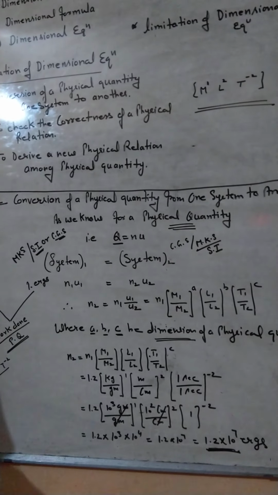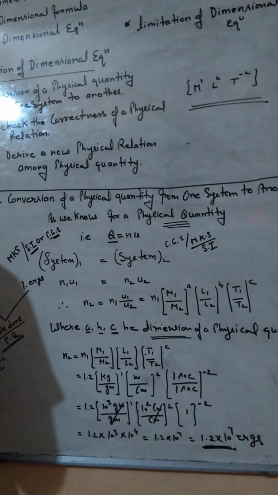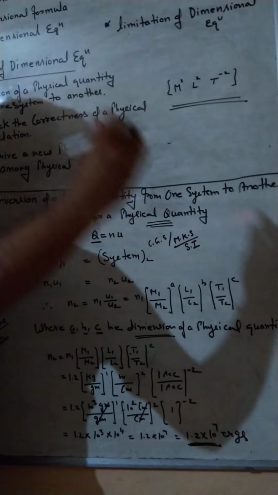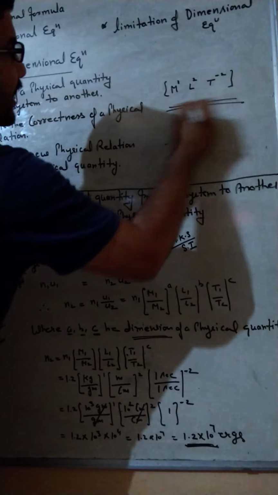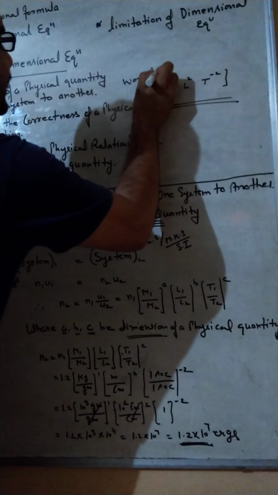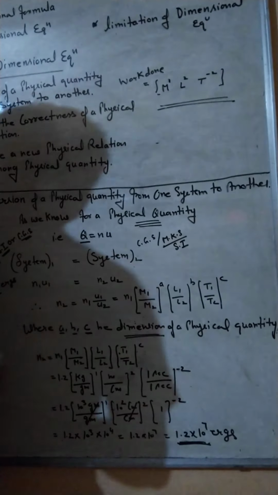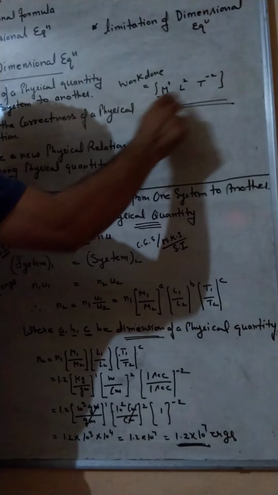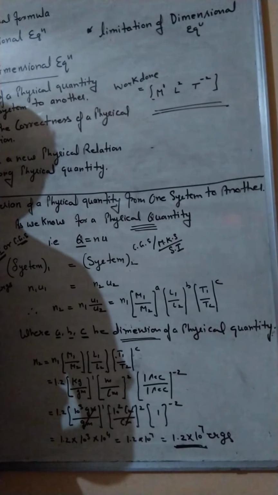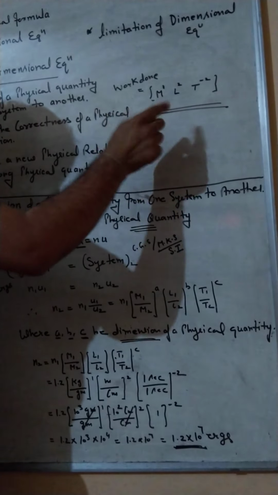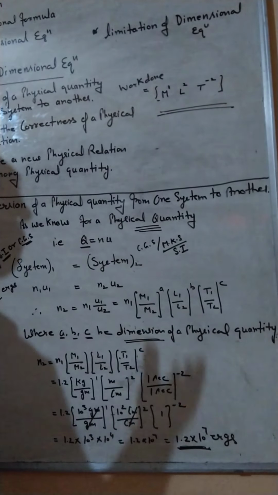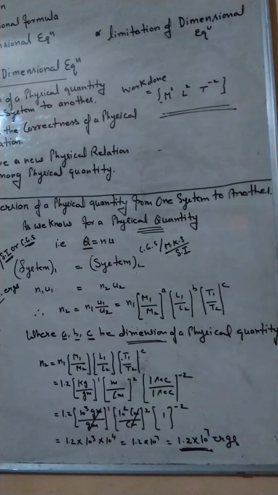The next is dimensional equation. That is important. If any physical quantity's name is equated to its dimensional formula, since this is the dimension of work done, if we write here work done, then that representation of any physical quantity is known as dimensional equation. So we can say that if a physical quantity is equated to its dimensional formula, such a technique is called dimensional equation.